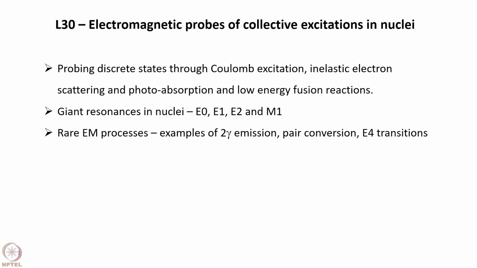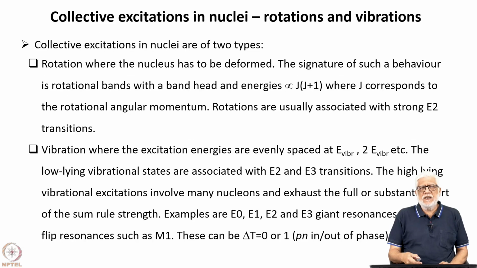Let me start by saying that the collective excitations in nuclei are of two types, namely rotational excitations and vibrational excitations. And of course, you can have a combination of these two. That is a more complicated kind of motion. We will stick to these simpler motions. Rotational excitation happens when a nucleus is deformed.